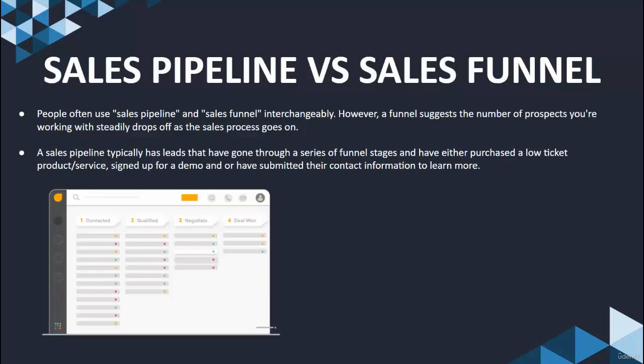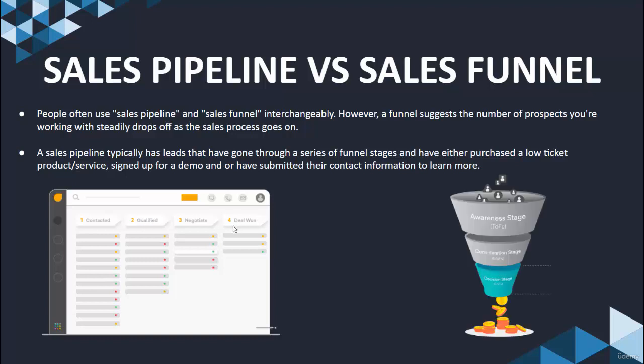Now, this is a really good illustration here of a sales pipeline where you have people that have either opted in, they've maybe bought a low ticket kind of tripwire offer, and they have been qualified. Maybe they've had a quick phone call, they signed up for a demo, right? And so now they're in the different stages of the sales pipeline.